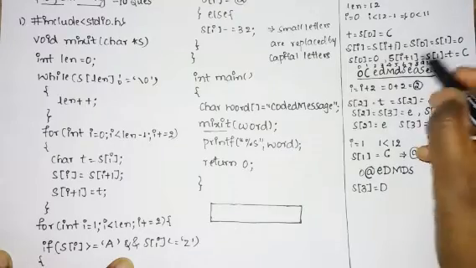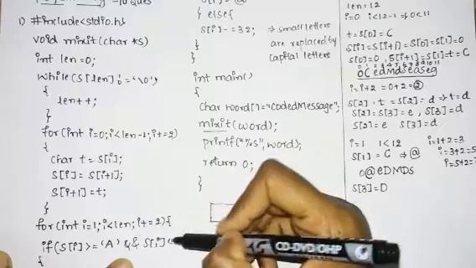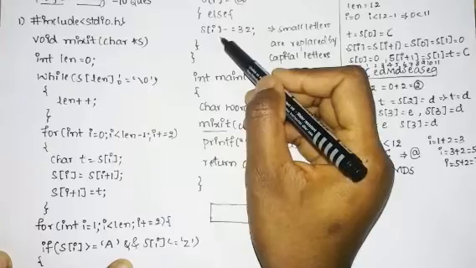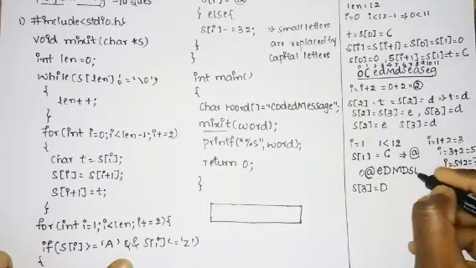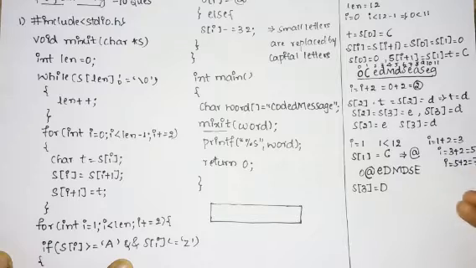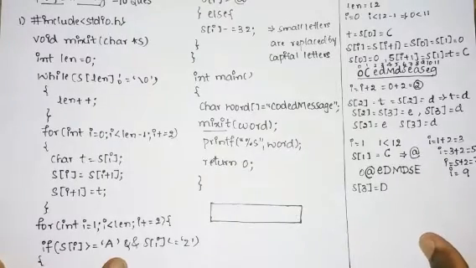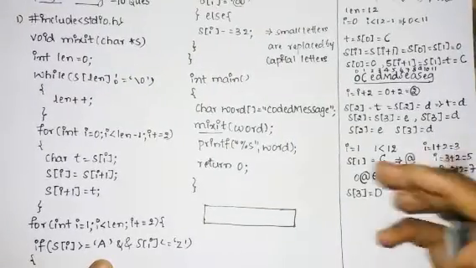You check the 7th position, where we have E. Again E doesn't lie within capital A to Z, so the condition becomes false. Again S of 7 minus equal to 32, so E is replaced with a capital E. Similarly I is incremented. Now I becomes 9. So again you are going to check.